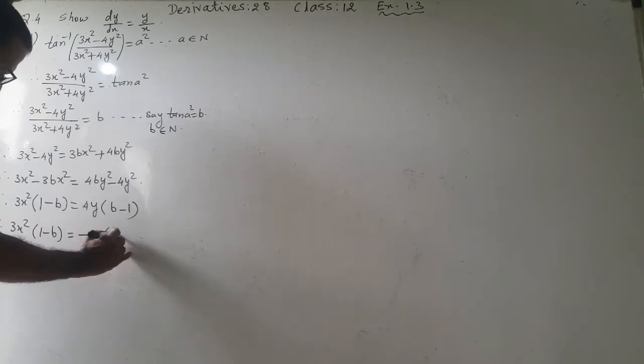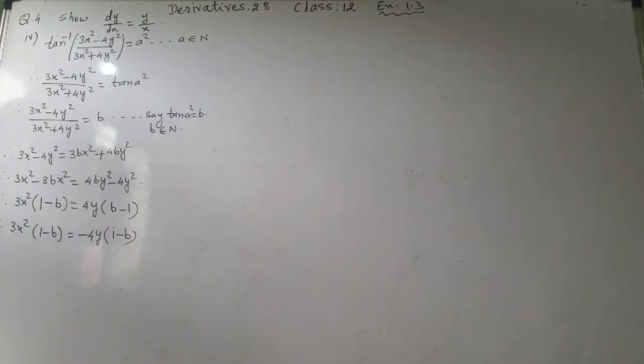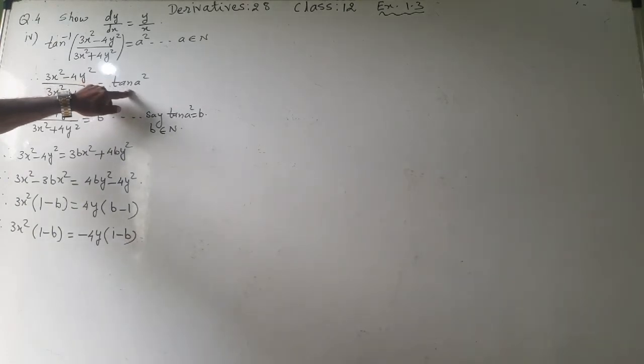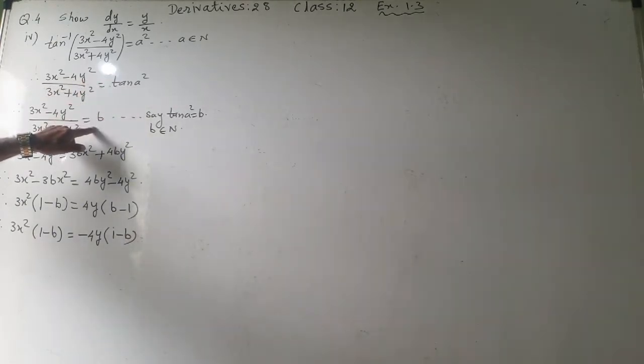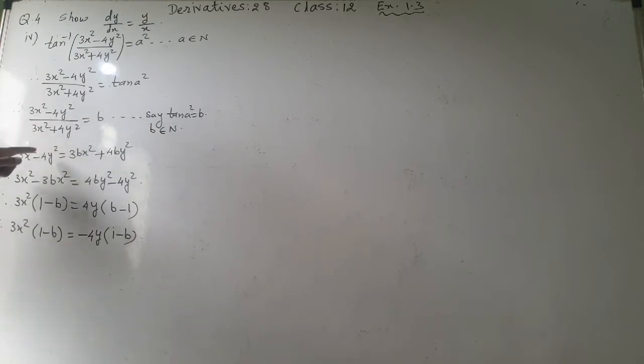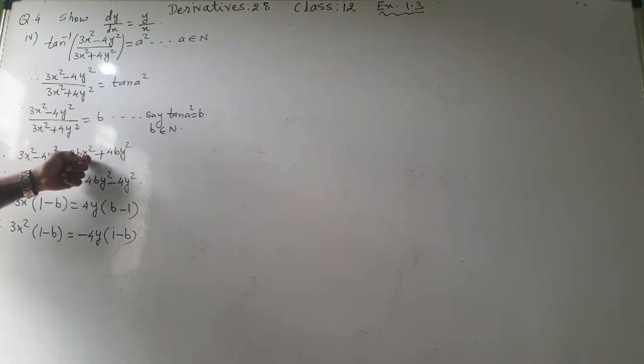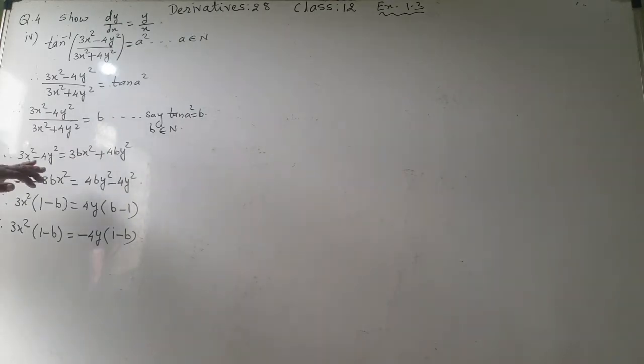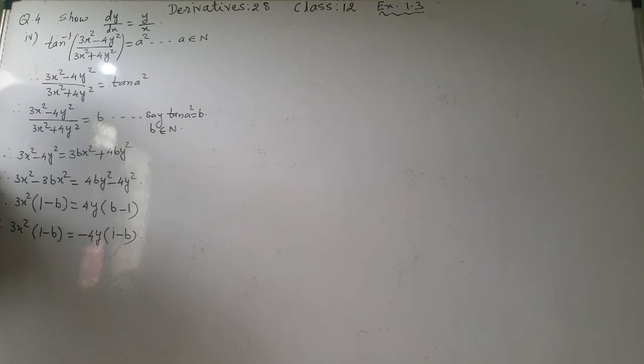So 1 minus b. Check how we have come. Once again we will revert back. This is tan a square, a constant, that's why I have put b. So 3x square minus 4y square kept as it is. This I have shifted there, it will become 3x square into b is 3bx square. 4y square into b is 4by square. Now the x terms I have taken on one side. You can take y terms also, no problem. So this way you can come to the conclusion.